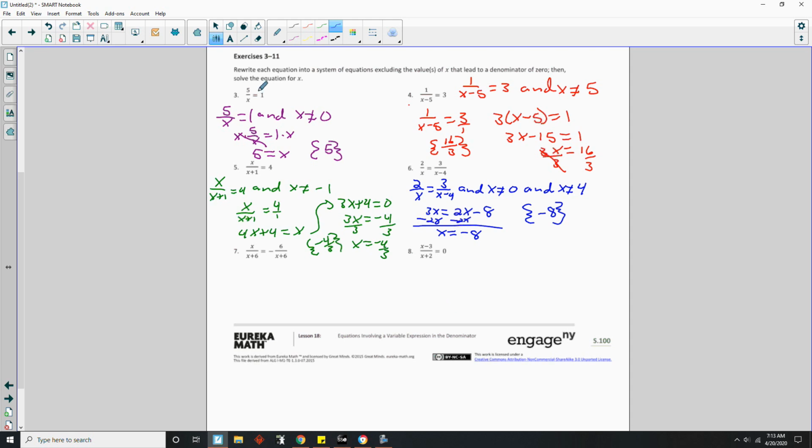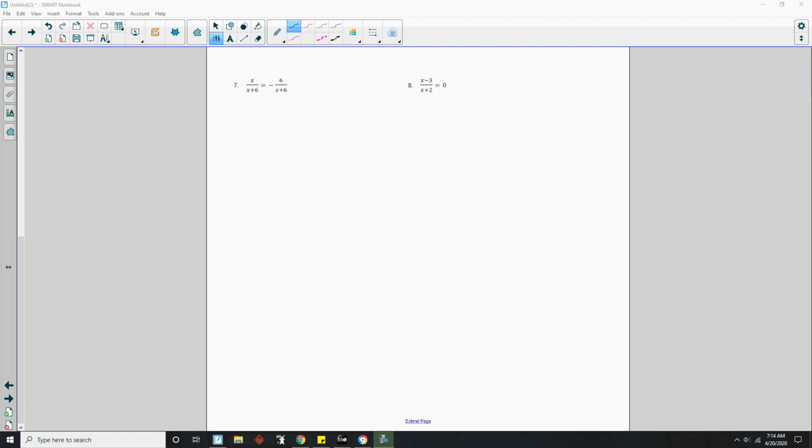Number 7. Here, let me fix this page first. Okay, get all that stuff out of the way so we can focus on this. So my compound in this one, I'll do it off to the side here. x over x plus 6 equals negative 6 over x plus 6, and x cannot equal -6. If I look at this side, this denominator is the same. That can't be -6 either, so it's -6.